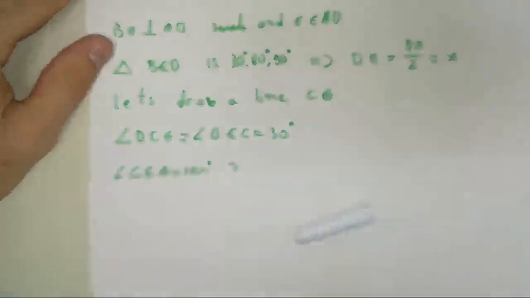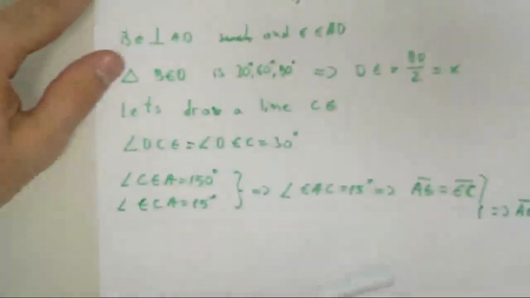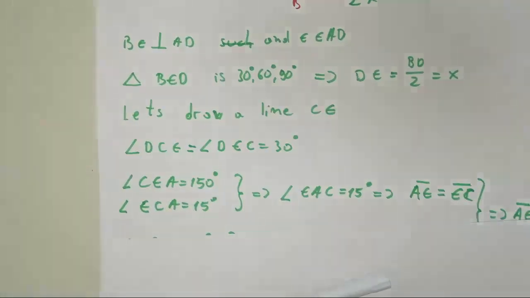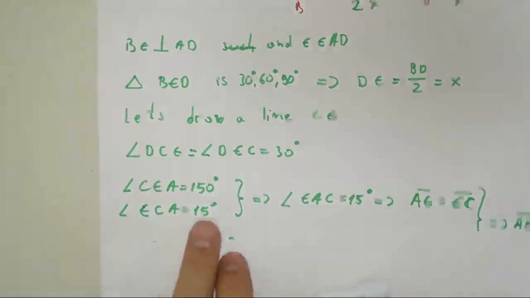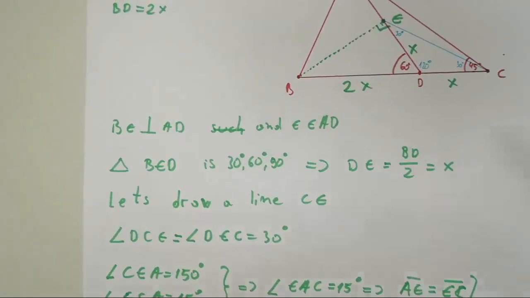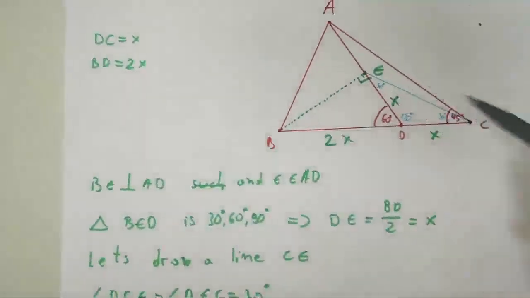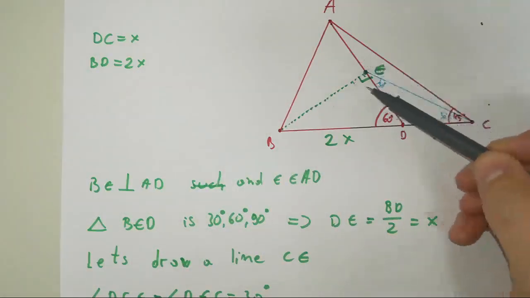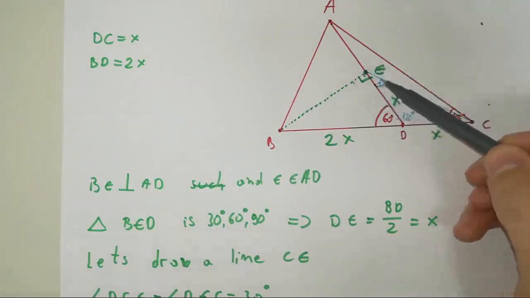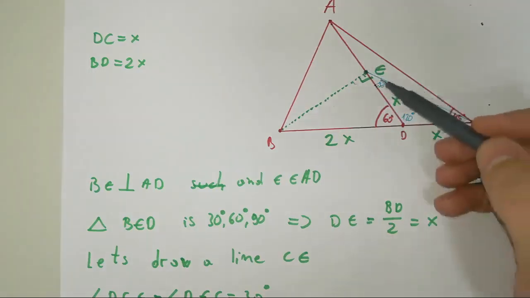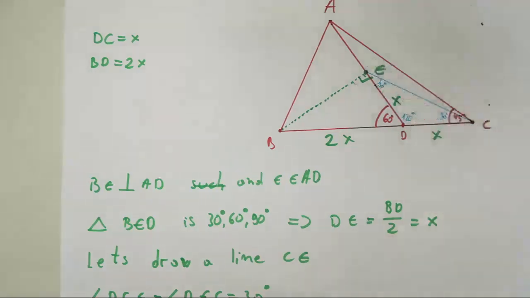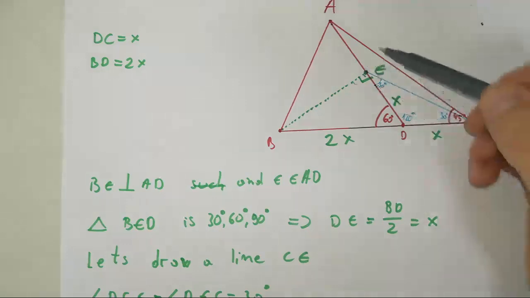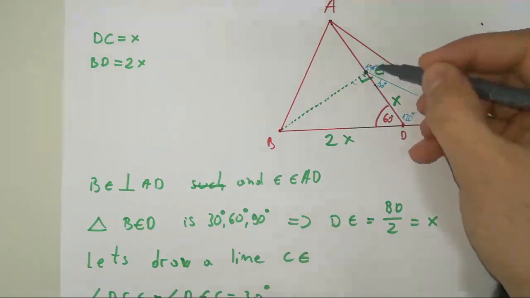All right, let's continue. So the angle CEA is 150 degrees. Why? All this angle is 270 minus 90. It's 180 minus 30, or you could have just found it from here. 180 minus 30. So this angle is 150 degrees.